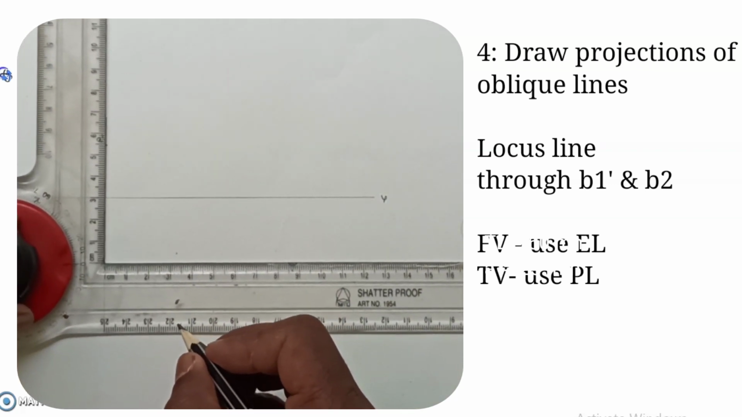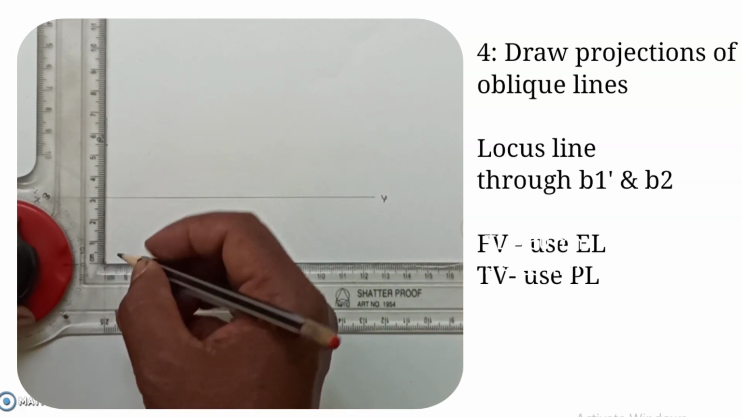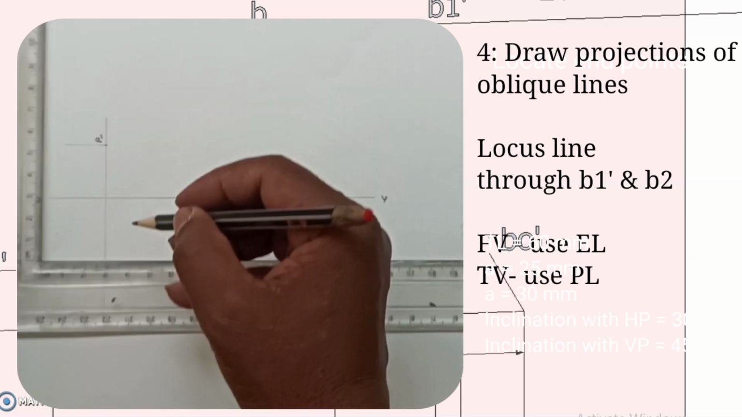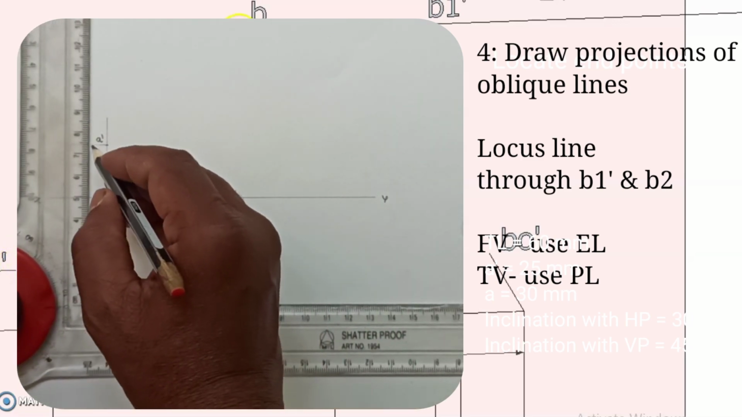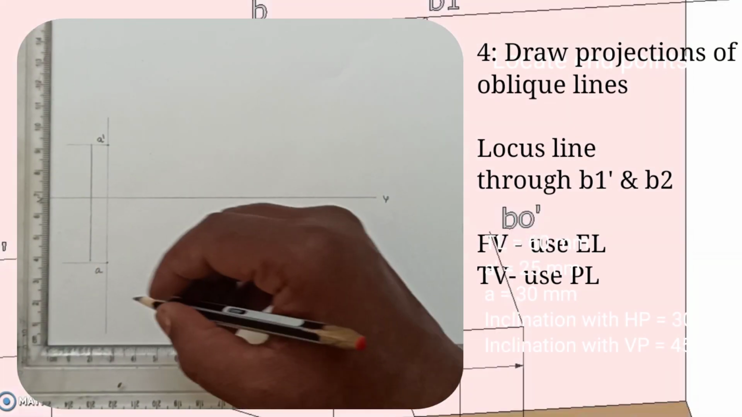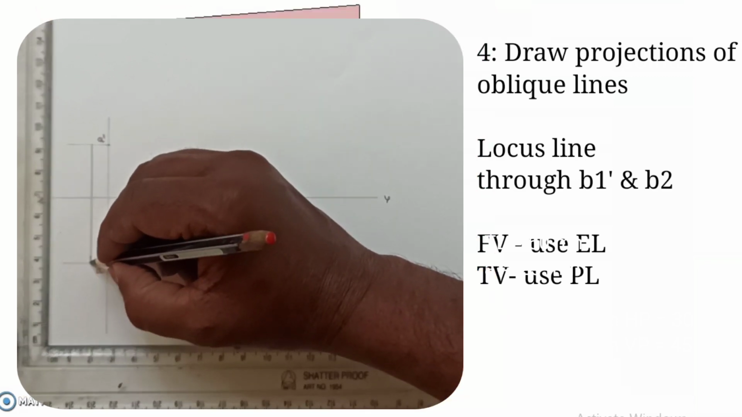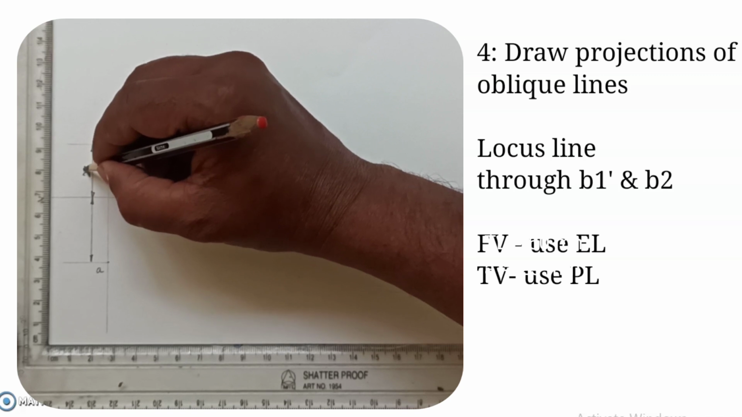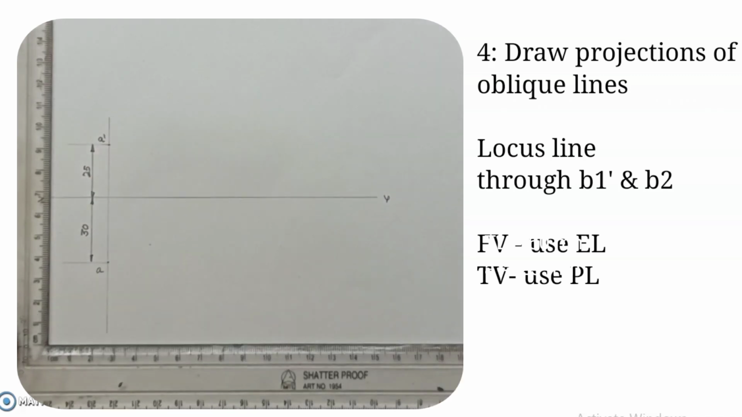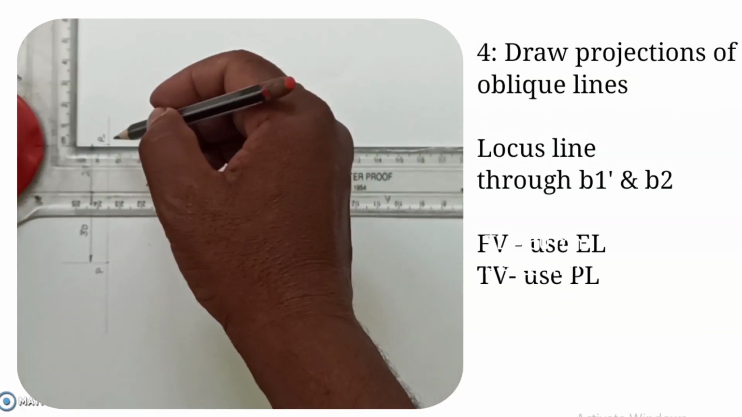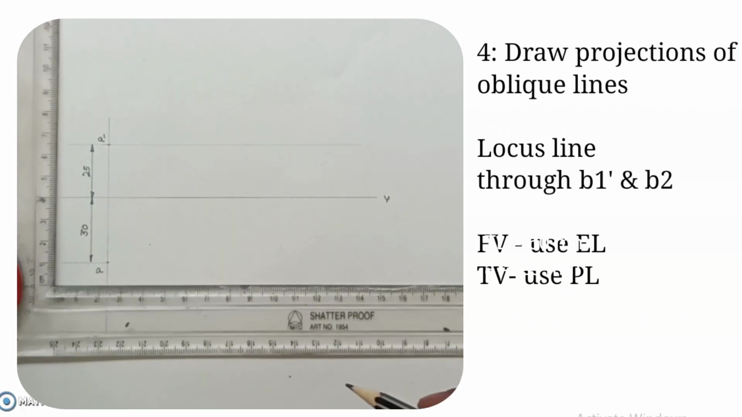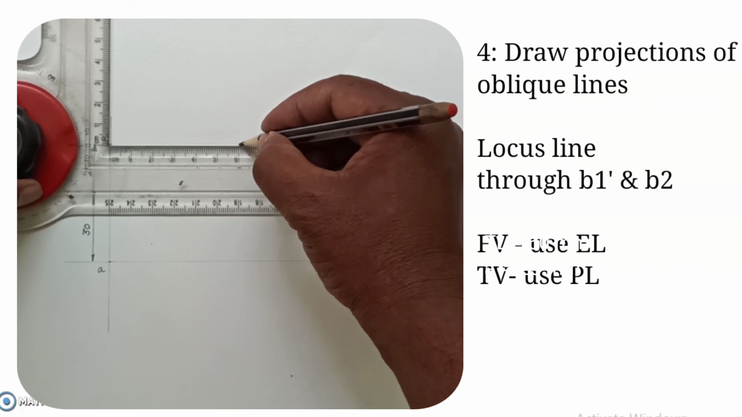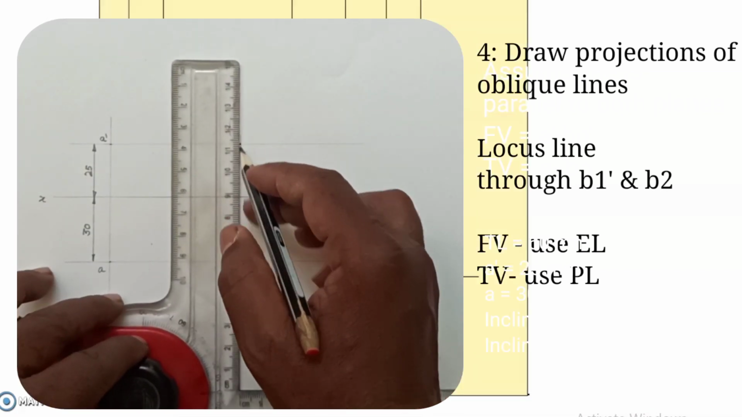20 mm above HP. Now, in front view and top view, the final position of the line, inclined to both planes, will lie along this A dash B dash in the front view and along this AB in the top view. Give its dimensions. So the front view will appear like this, above HP, this A dash and this should be B dash, and 25 in front of VP. In top view, it will indicate AB, and this is our final solution.